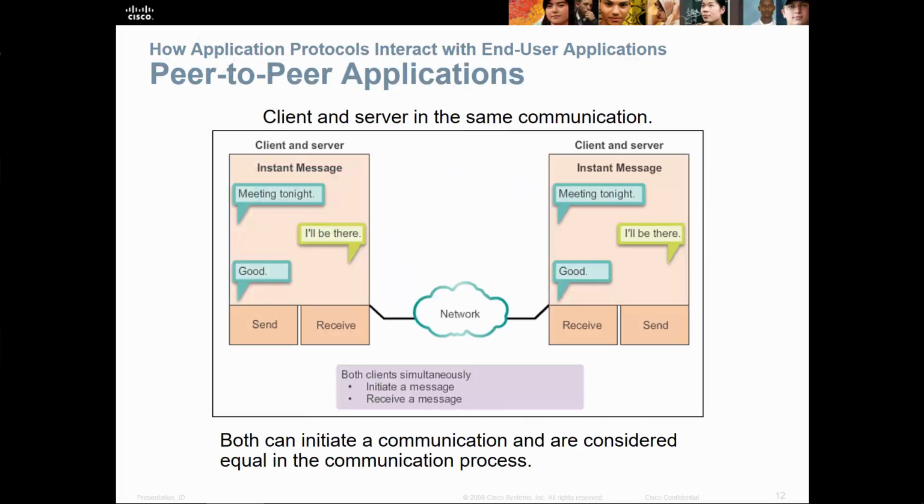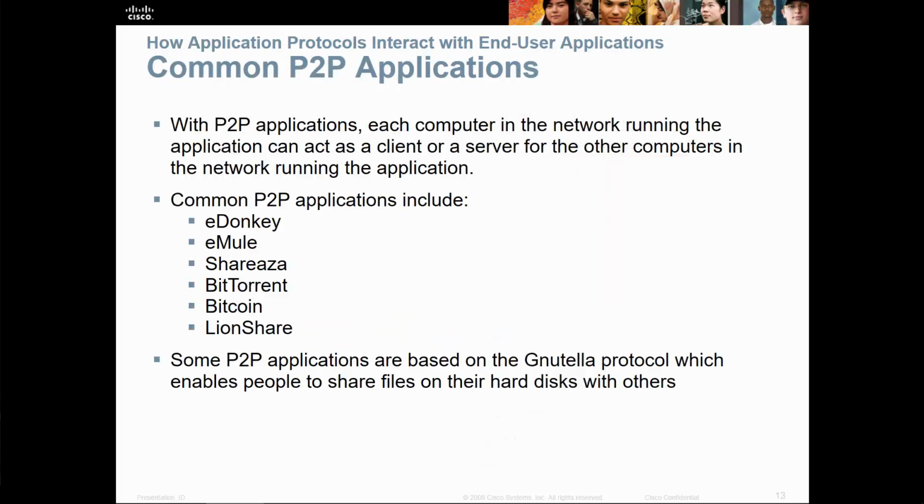Next, we have a client-server architecture dealing with peer-to-peer. And again, that could be something like an instant messenger, where they're both the client and the receiver. We have common peer-to-peer applications like BitTorrent, eDonkey, eMule. Bitcoin, I wouldn't really classify that as a peer-to-peer application. That's more of a digital currency, but it's there.